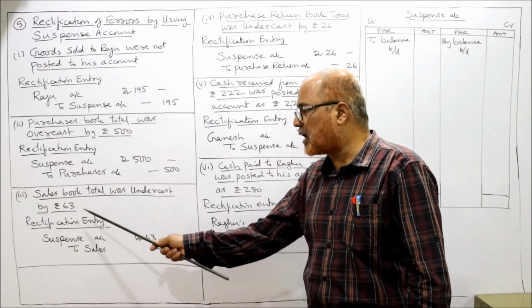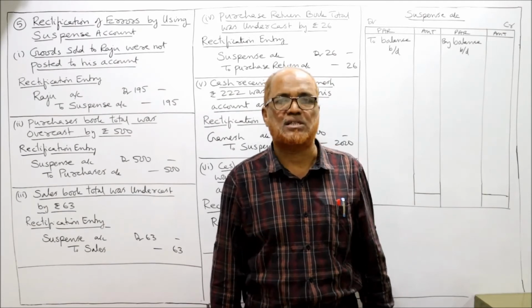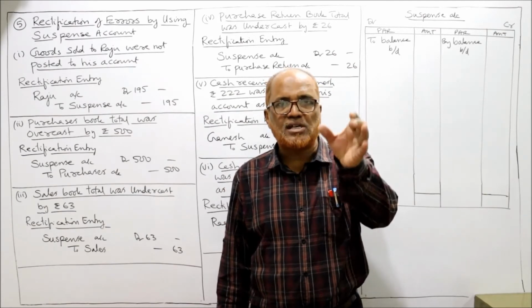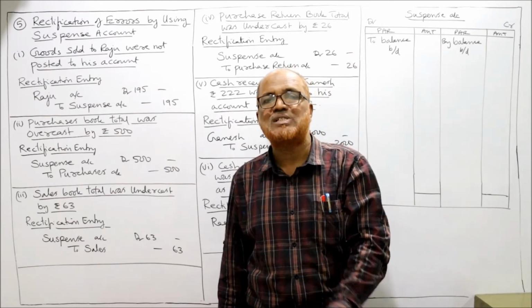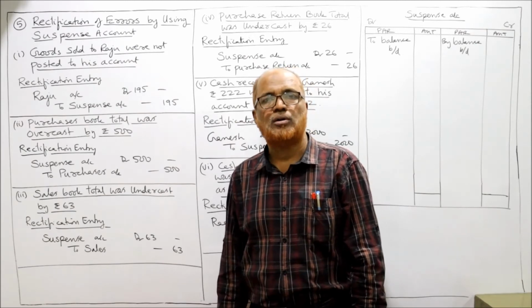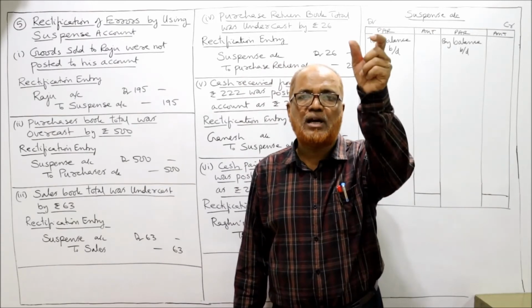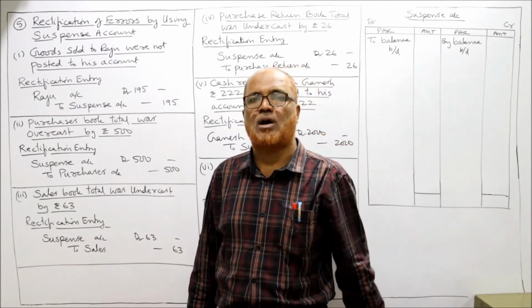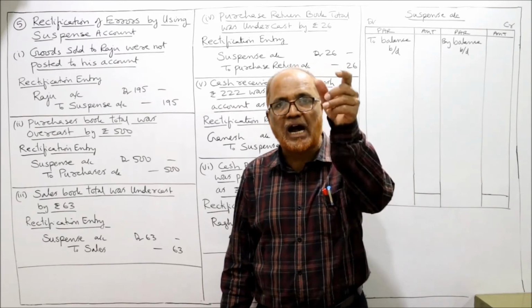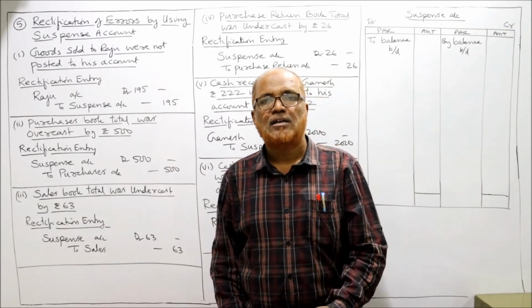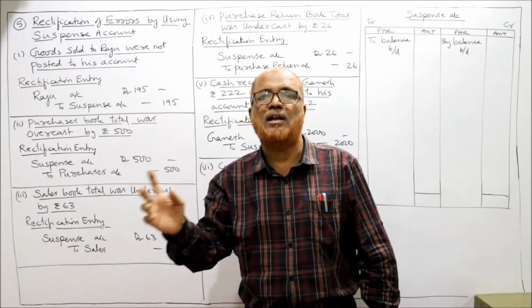Sales book total was undercast by rupees 63. Just now I told you the purchase book total will go to purchase account. Sales book total will be posted to sales account. Sales book is a subsidiary book in which all credit sales are recorded. Periodically we find the total of the sales book and post it to sales account. Here, while calculating, there was undercast. Undercast means taken less. So the sales book total was less, so in sales account also we have taken a lesser amount.